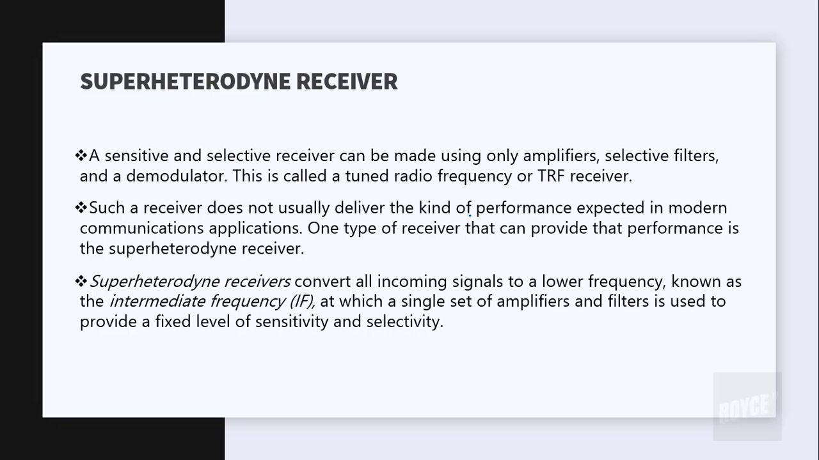Okay, by definition, these superhet receivers convert all incoming signals to a lower frequency. We call that the intermediate frequency. Tapos itong IF na to, itong intermediate frequency na to, ito yung pinaprocess ng buong circuit natin. Ito yung papasok sa mga amplifiers, sa mga filters, and ito yung i-demodulate natin. This provides the sensitivity and selectivity of our receiver.